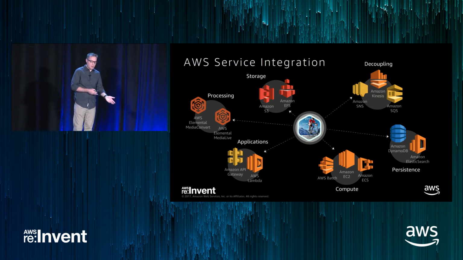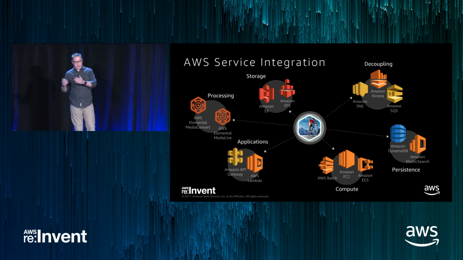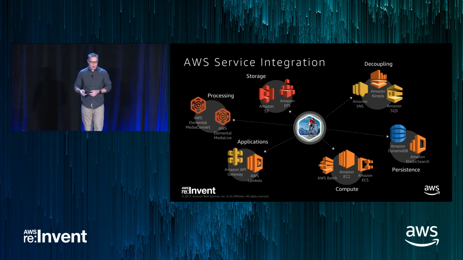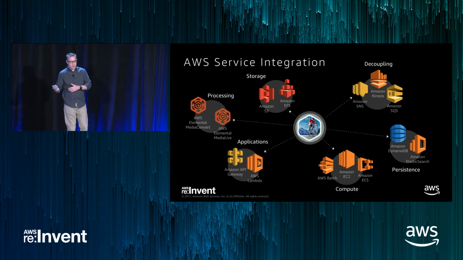But you can see here there are a number of key integration services that work really well with Rekognition. So in this case, landing content on S3, utilizing API Gateway, utilizing Lambda. So the entire workflow for something like this could be built on Lambda.